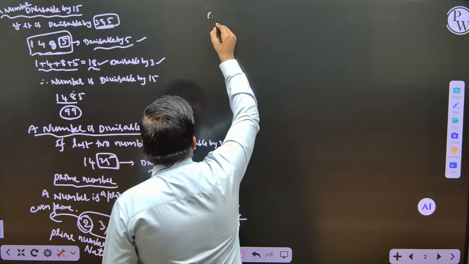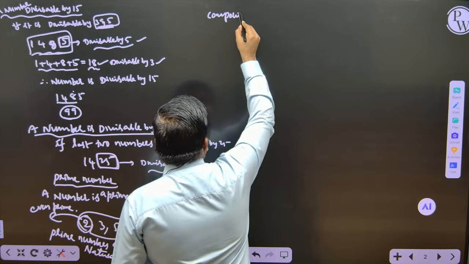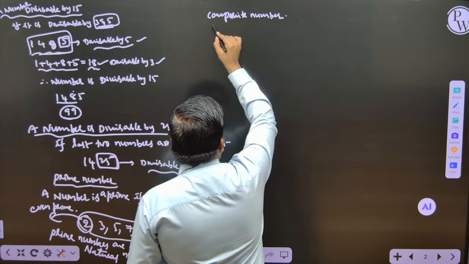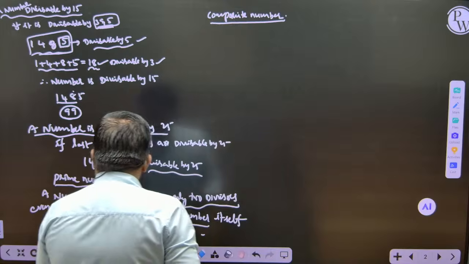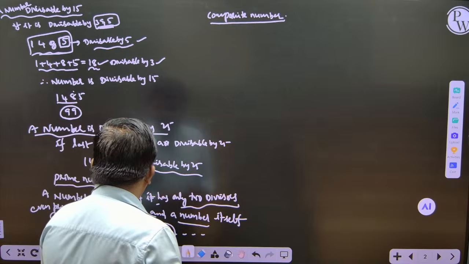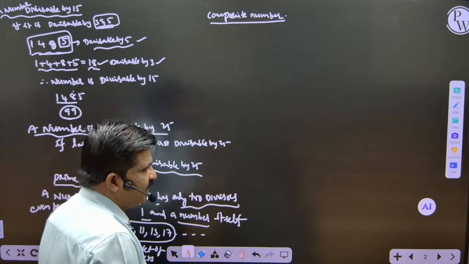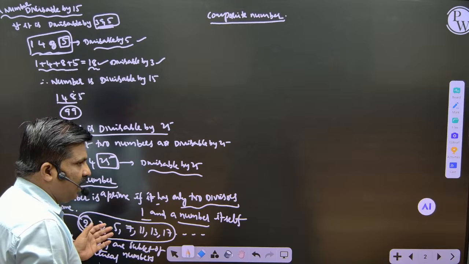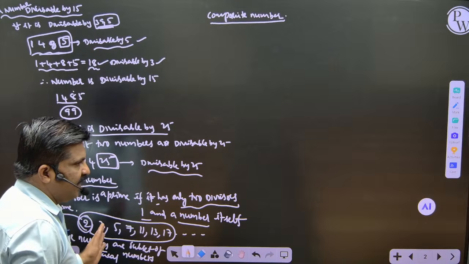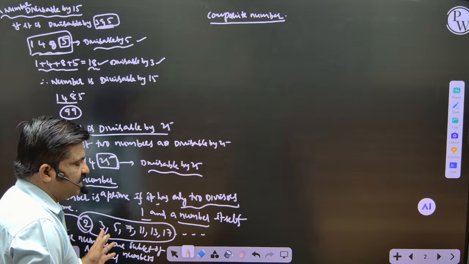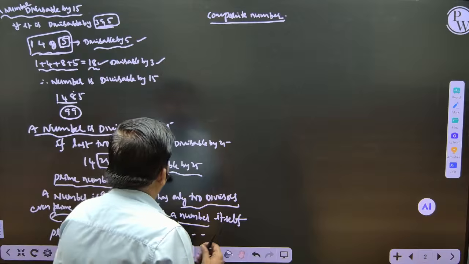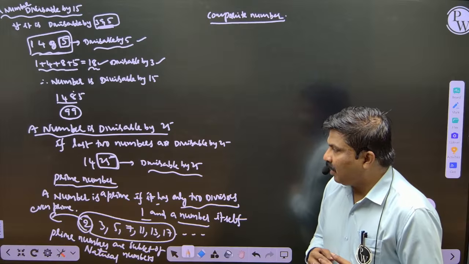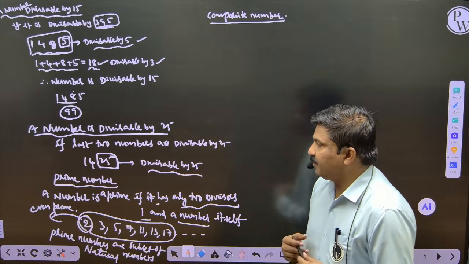Composite number means what? Prime number, composite number. Now, how many even prime numbers do we have? Only one even prime number. Remaining are odd prime numbers. So the remaining prime numbers are odd naturals except 2. But the converse need not be true. It means all odd natural numbers are not prime numbers.